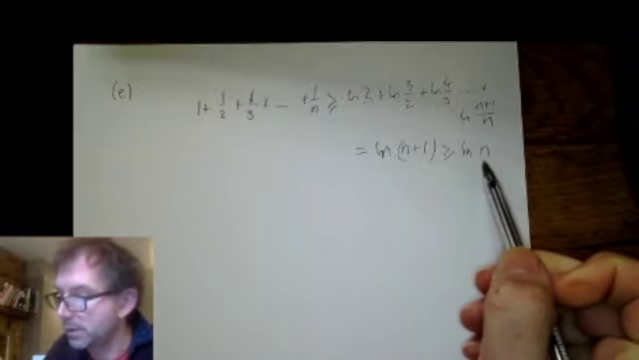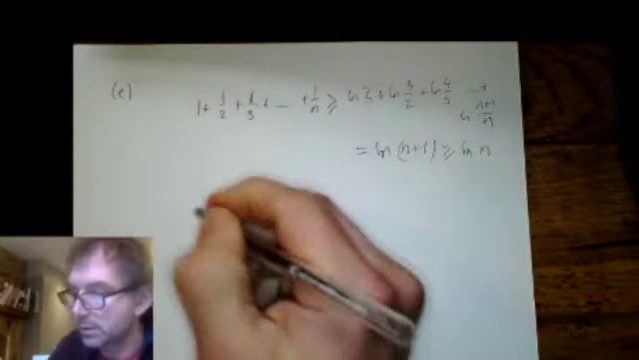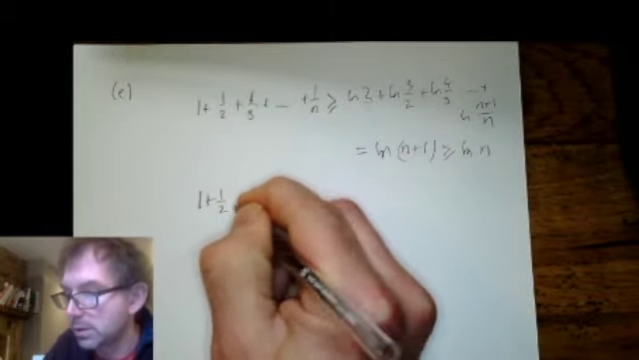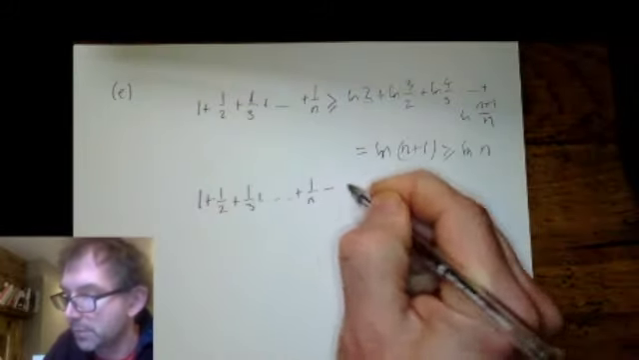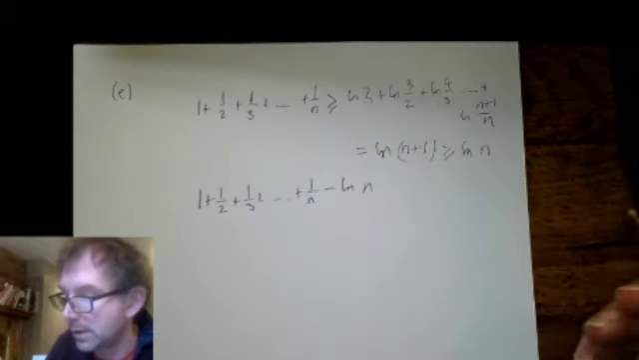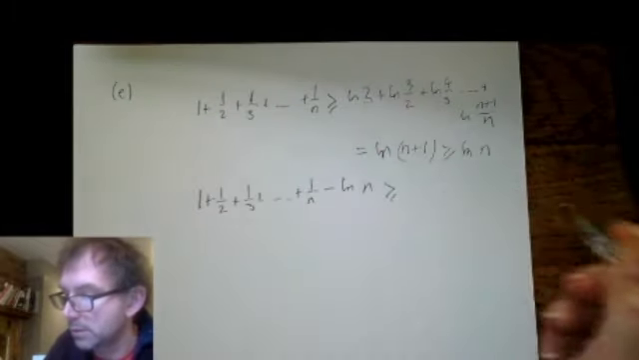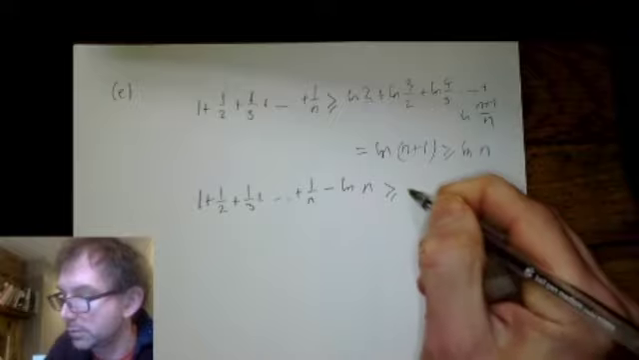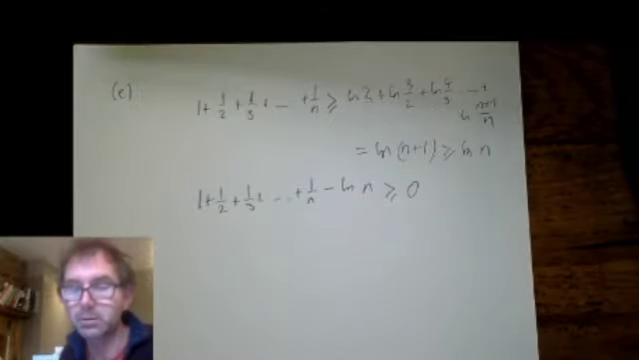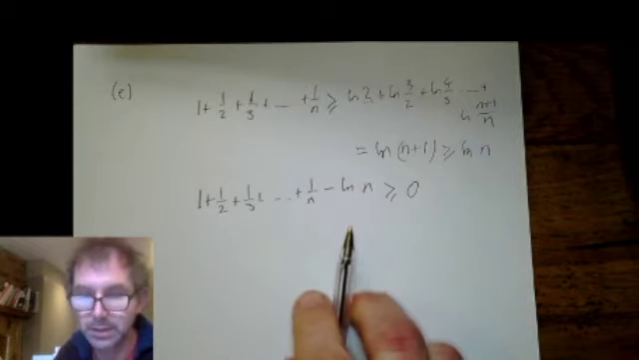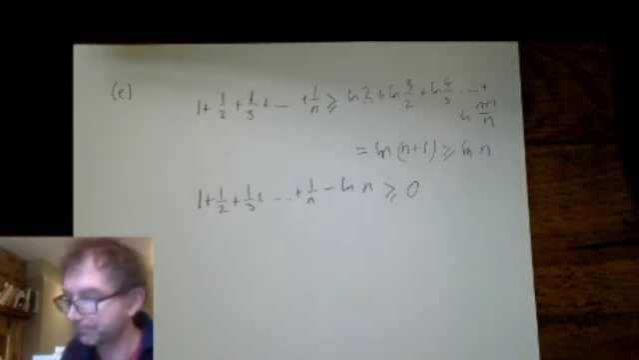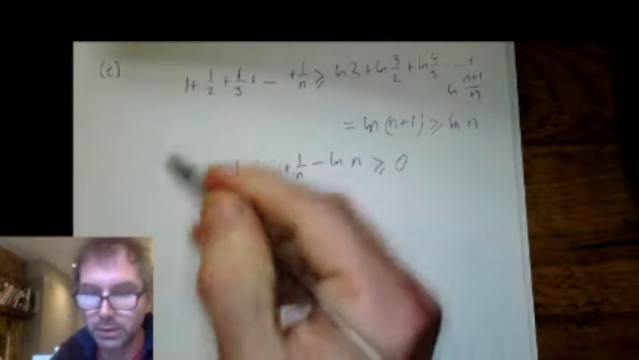And so if I now take that over to the other side, I'm going to get that 1 plus a half plus a third plus 1 over n minus log of n is bigger than or equal to 0, which was one of the things that we were supposed to get. And now we've also got to get that this is less than or equal to 1. So we'll do that the other way.